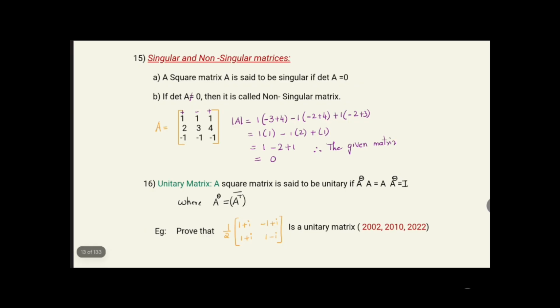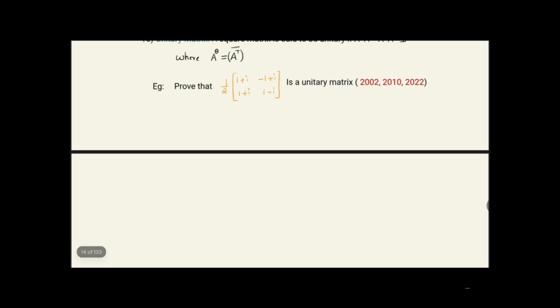This is very important. Is that clear, students? Even this is important for 2 marks or 1 mark. They will give one matrix like A is equal to so and so matrix, and you have to prove whether it is singular or non-singular based on the question.